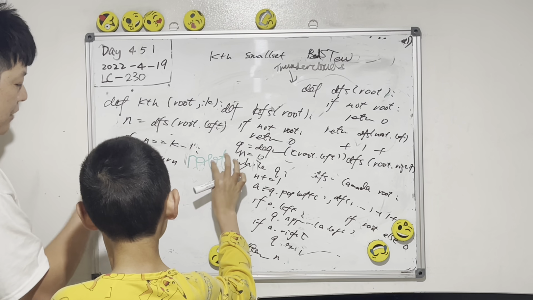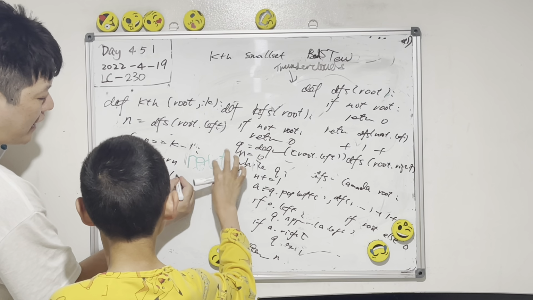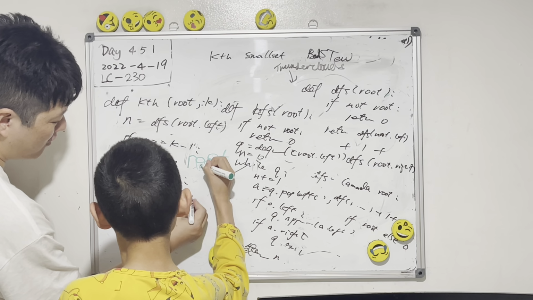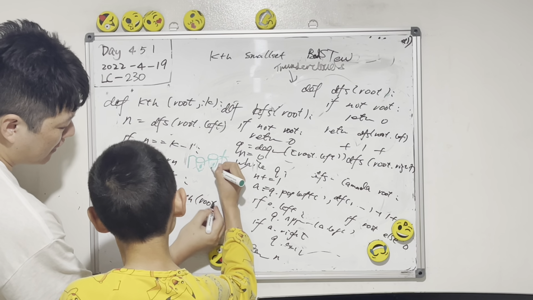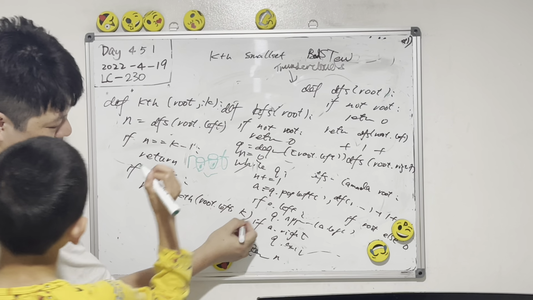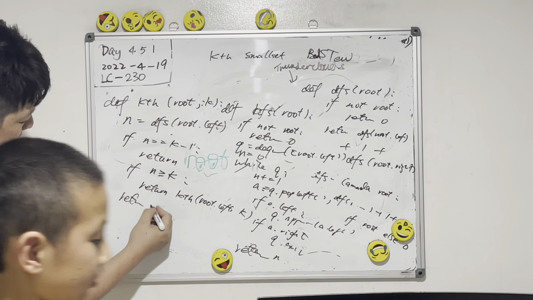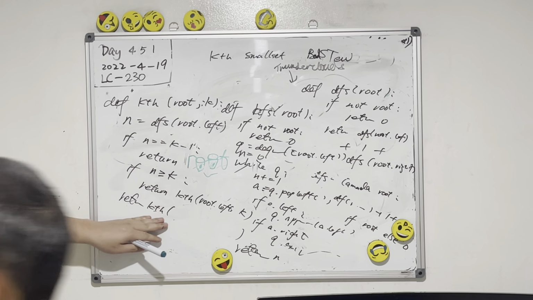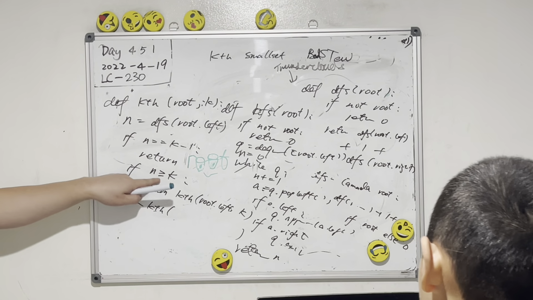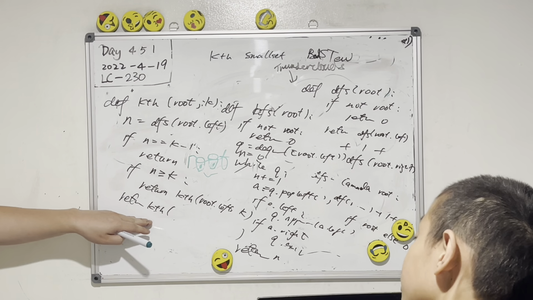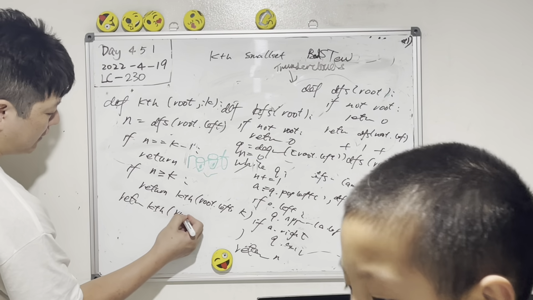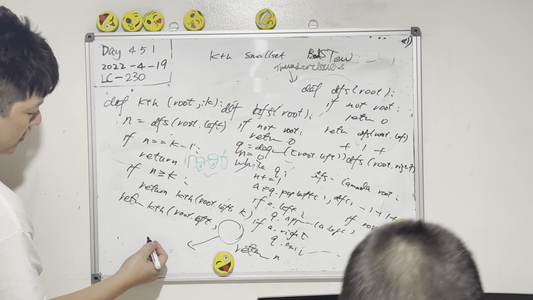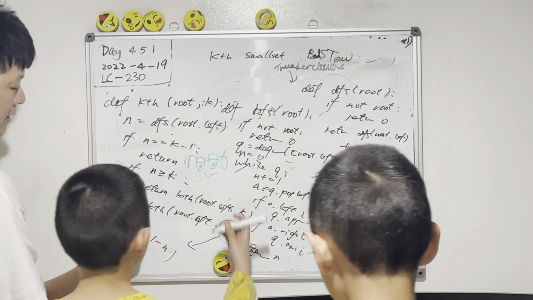If n is bigger than or equal to k, return what? It's on the left tree, right? So we call the recursion on root dot left, and the second parameter is still k. And otherwise, where is the k-th node going to be? If k is bigger than n, it's on the right tree. Otherwise, root of right. And which node is it? That value we talked about: k minus 1 minus n, right? And that will be the recursion.